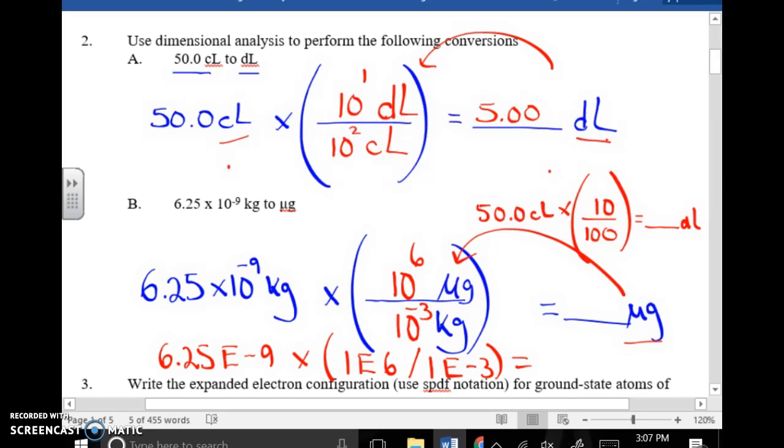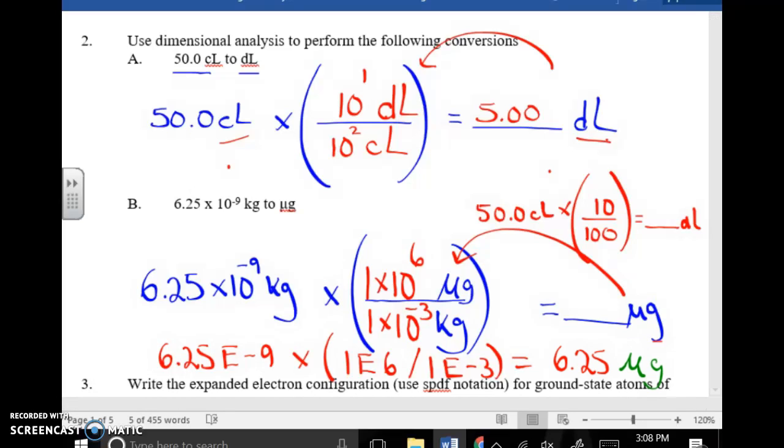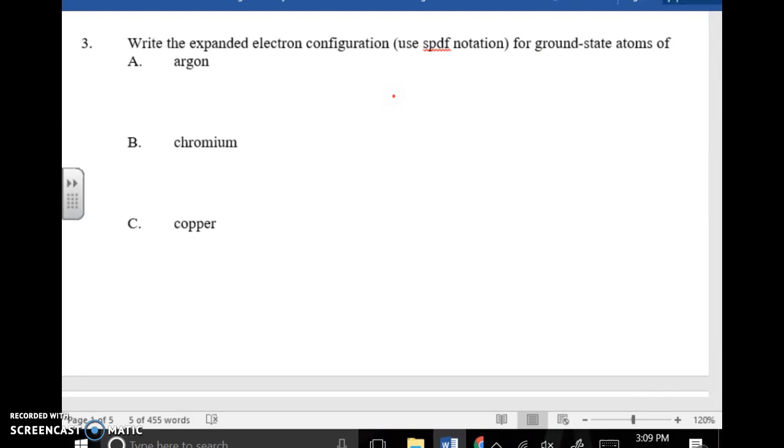It'll be easier if I put this into my calculator using the EE key. So that's 6.25E negative 9 times, remember this is 1 times 10 to the 6, which is 1E6, divided by 1 times 10 to the negative 3, which is 1E negative 3, and I get an answer of, ta-da, 6.25 micrograms. 3 involves writing expanded electron configurations using SPDF.